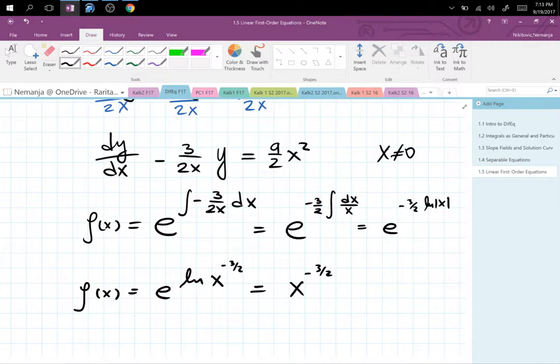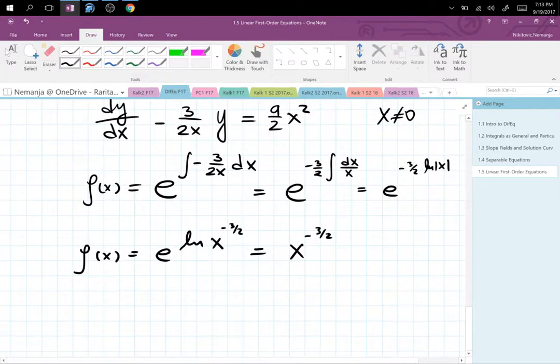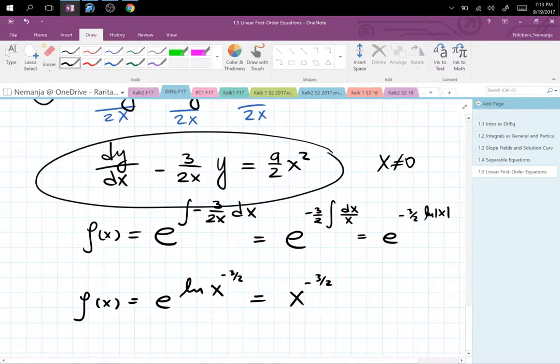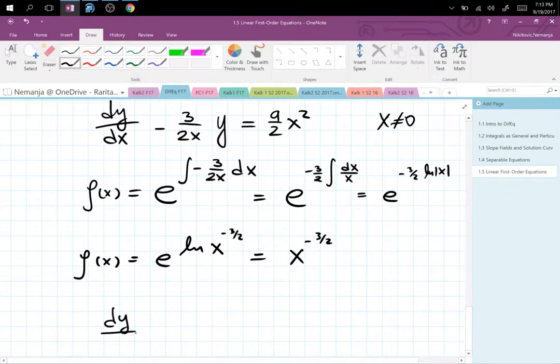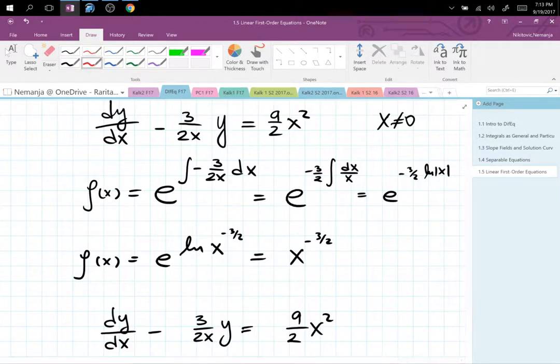Anyway, we have a rho of x, and we are going to go to our differential equation here and multiply this integrating factor throughout. So I'm just going to copy the differential equation, leaving space to plug the function in. So I spaced stuff out, and now I'm going to go back with red and say x to the negative 3/2, x to the negative 3/2, x to the negative 3/2.